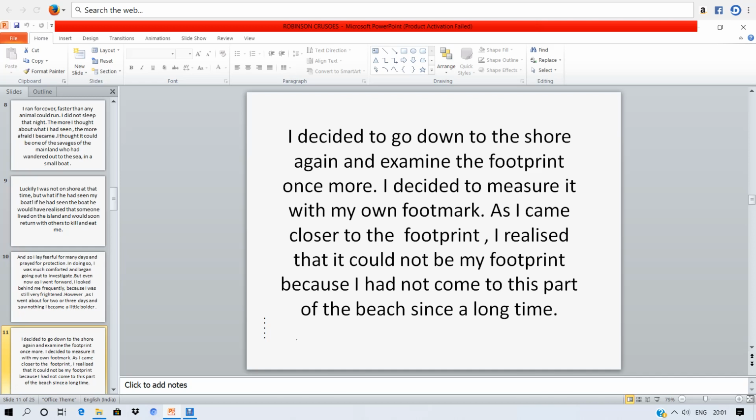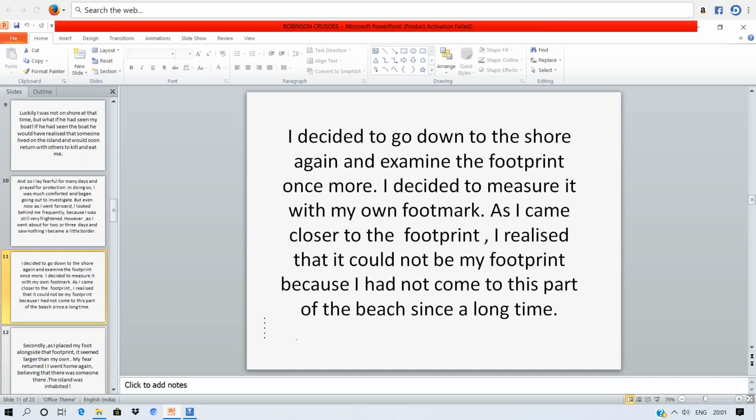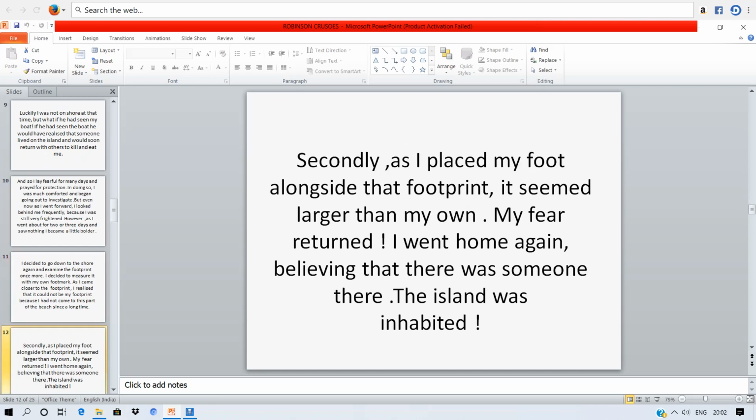As I came closer to the footprint, I realized that it could not be my footprint because I had not come to this part of the beach for a long time. So, children, secondly, he thought, as I placed my foot alongside that footprint, it seemed larger than my own. Now my fear returned.